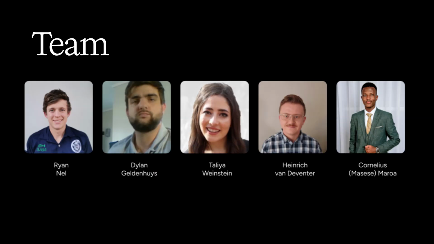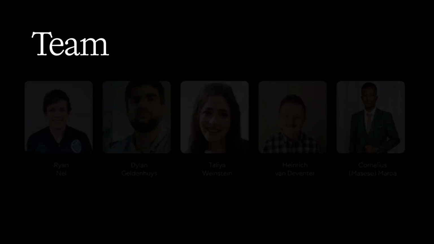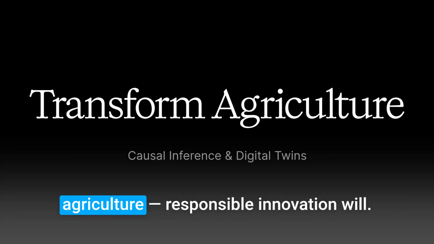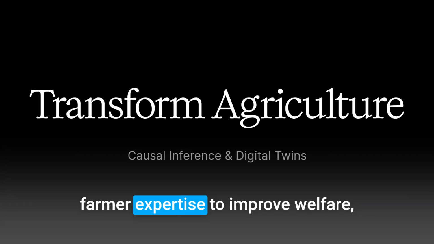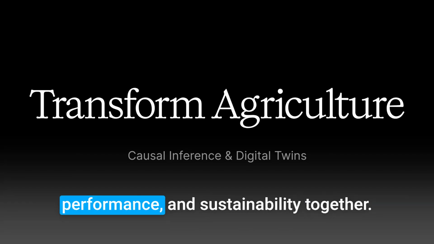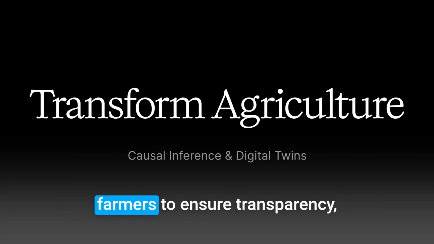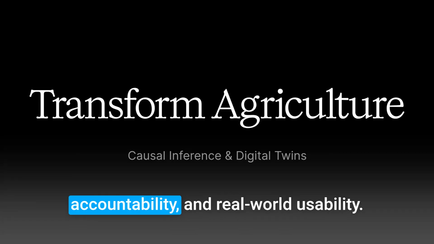In essence, this is African AI for African agriculture. Technology that learns from the continent, serves its people, and safeguards its animals. Technology alone won't transform agriculture. Responsible innovation will. Our platform combines causal AI with farmer expertise to improve welfare, performance, and sustainability together. We design with veterinarians and farmers to ensure transparency, accountability, and real-world usability.